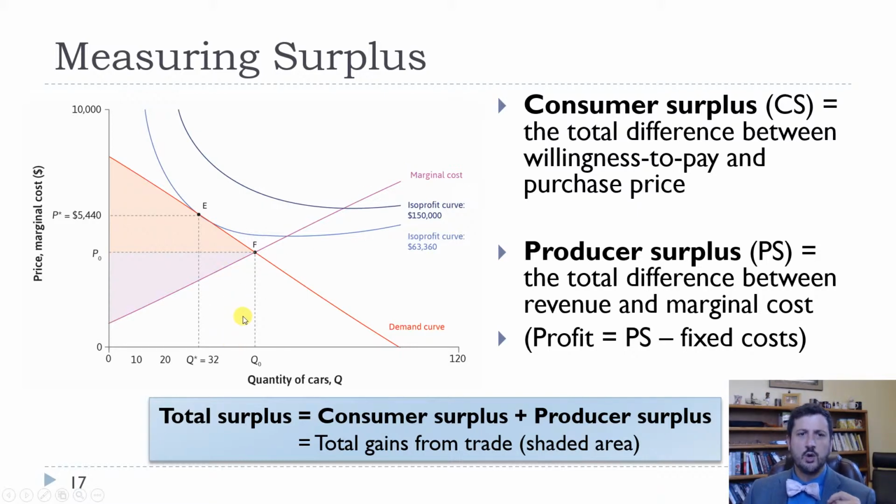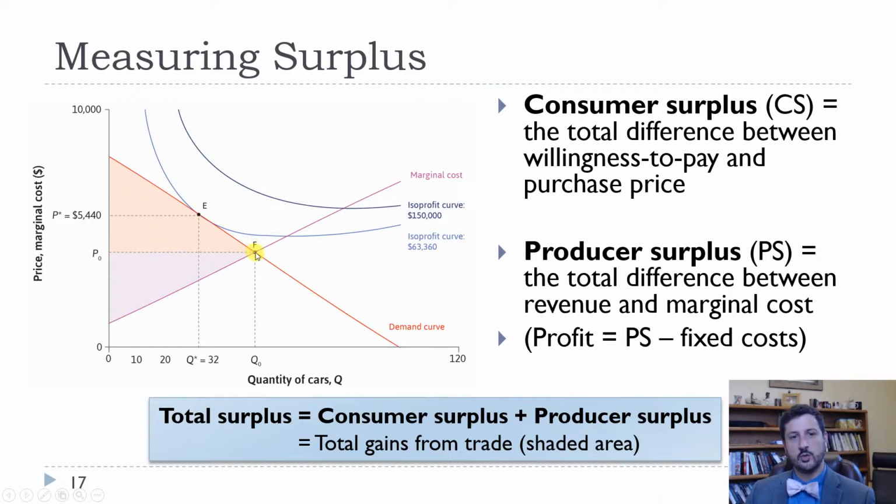And so we can notice that there is a special point here where they cross, right? And where they cross is where the total surplus is maximized. So let's think about that point for a minute, where we're calling the price just P0 and the quantity Q0. So someone who is willing to pay a lot for this car, but only has to pay P0, is getting a lot of consumer surplus, right? The difference between the demand curve and the purchase price.